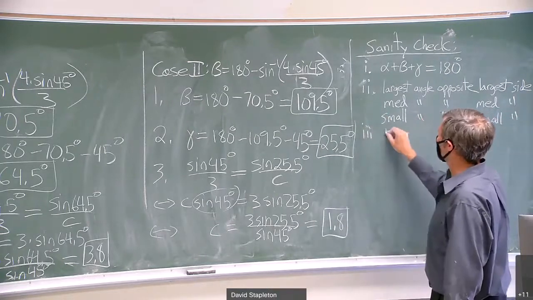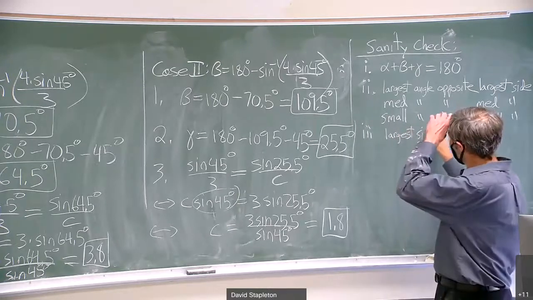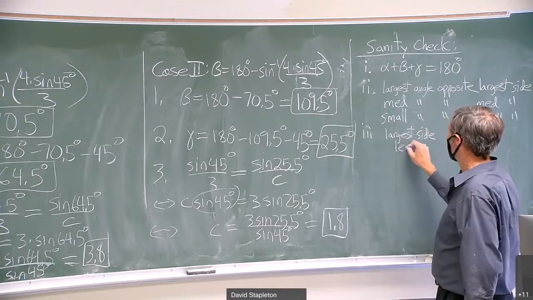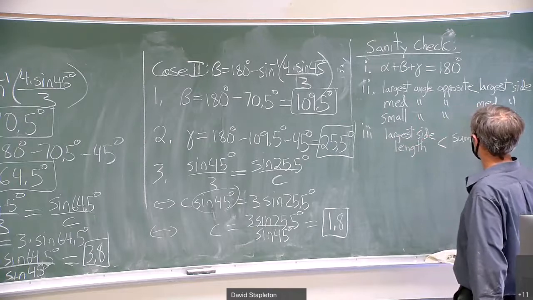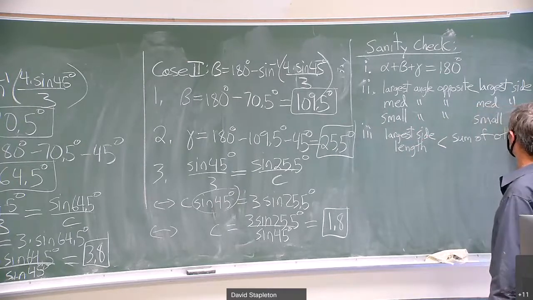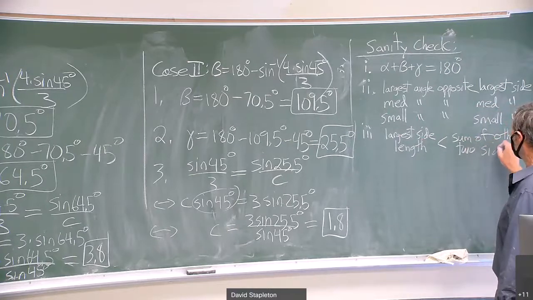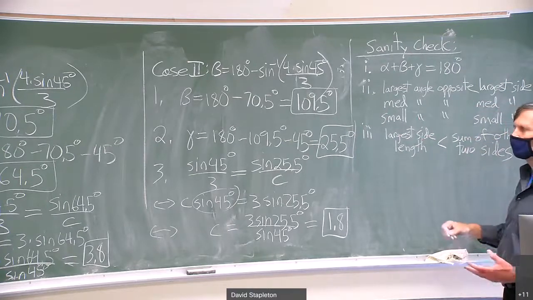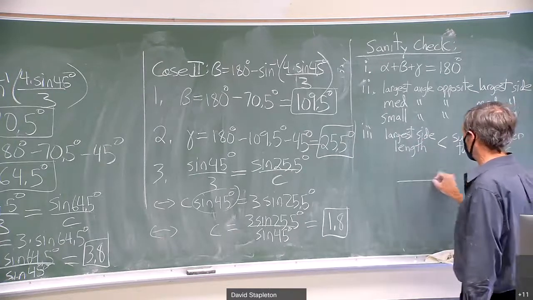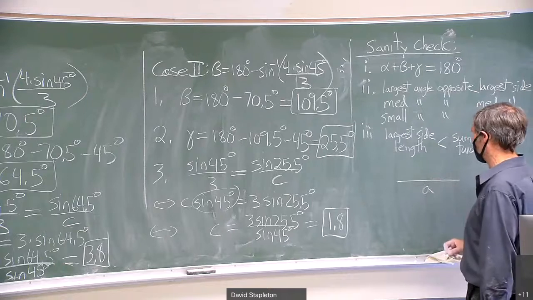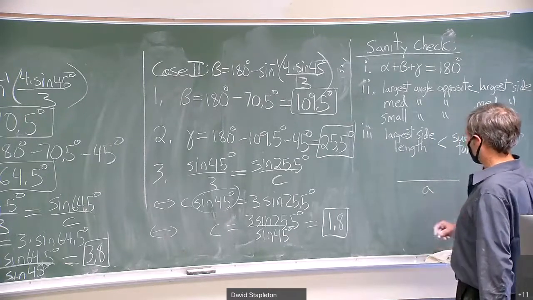Then make sure that the largest side length is less than the sum of the other two sides. So easy to make a mistake. If you do, it's usually a blunder. It's usually some big boo-boo, and one of these tests will fail. Here's what happens. If this side here, A, is the largest, A, B, or C can be the largest. We're not requiring notation where C is largest.